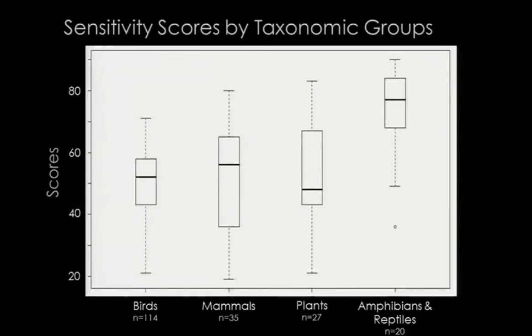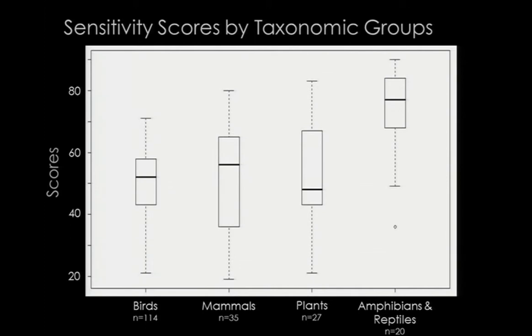But first, we looked at about 200 species in the database. Right now, I think there are about 260 or 70 that are completed. We looked at about 200, and we grouped them together by taxonomic group to see if there are any patterns. And lo and behold, amphibians and reptiles, the box on the far right, were more sensitive relative to the other taxonomic groups. Probably not a big shocker for a lot of you, but it helped us have some confidence in the database, that it was probably doing what we intended it to do.